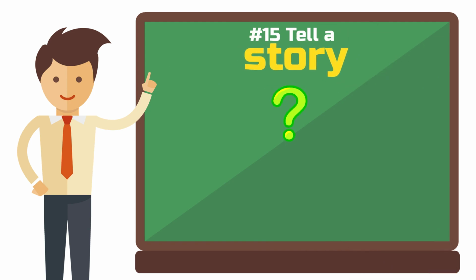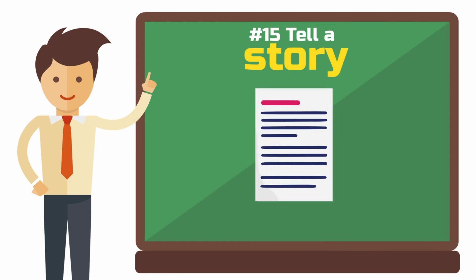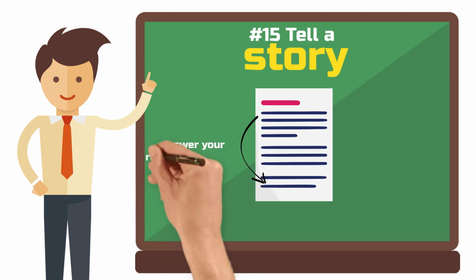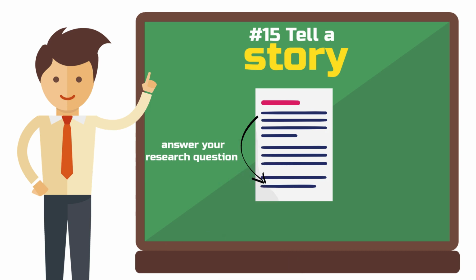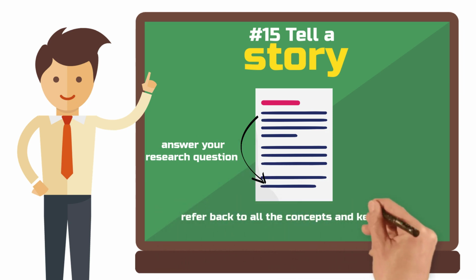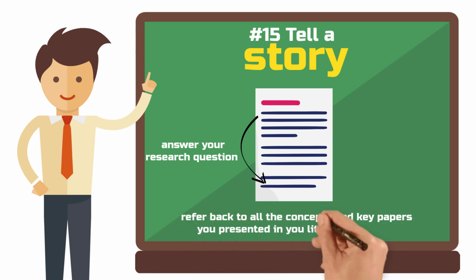Remember the research problem you defined in the beginning? Once you reach the back end of your term paper, you need to close all the loops you opened up in the front end. This means that you answer the research question in a very concise way. Moreover, you refer back to all the concepts and key papers you presented in your literature sections. Never introduce a concept or theory that you do not pick up again later.